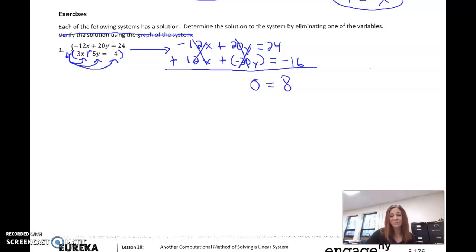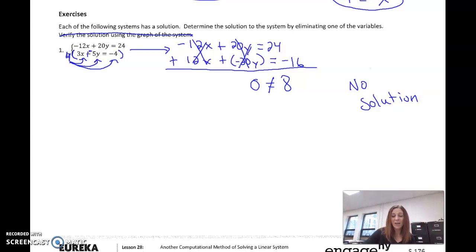I don't think that's true. I don't think 0 equals 8. So remember, I also want to remind us of the different types of solutions we could get. 0 is never going to equal 8. So if it can never be true, we say there is no solution. Remember, we can get one point as a solution, we can get no solution, or we can get infinitely many solutions. So don't panic when you see this.